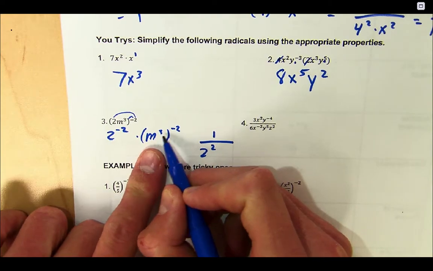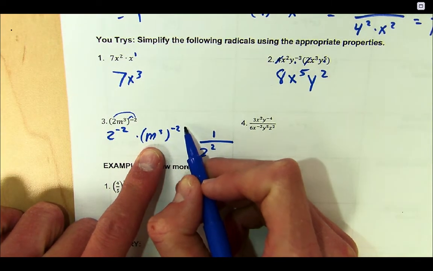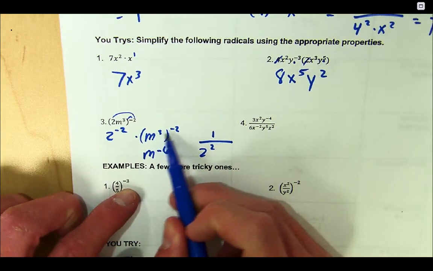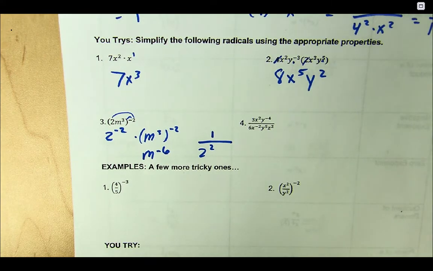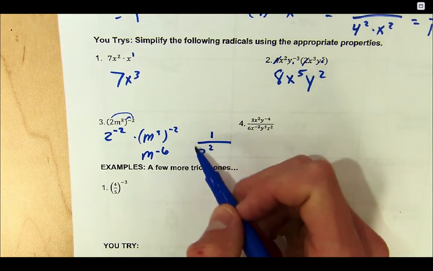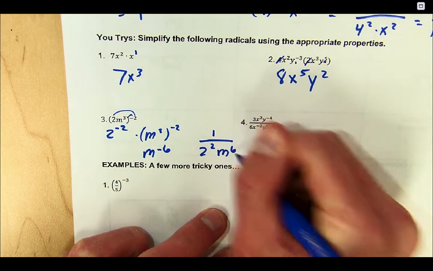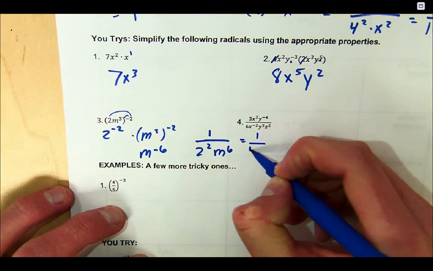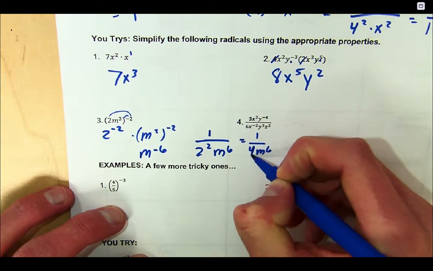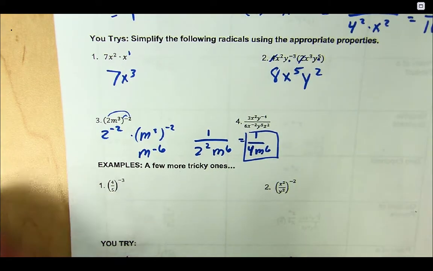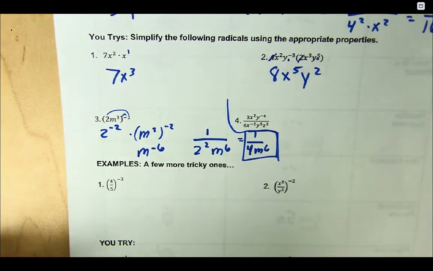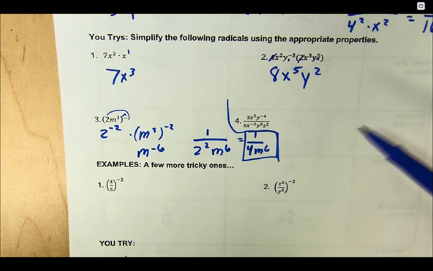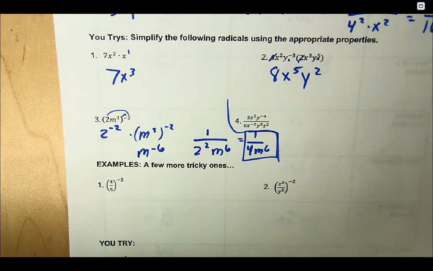What this would become, this is power to a power. So m cubed to the negative 2 becomes m to the negative 6. Power to power, you multiply those. So m to the negative 6 moved to the denominator is m to the positive 6. And 2 squared is 4. So this should get you 1 over 4 m to the positive 6. And you need to make sure when you simplify these, you do not end with any negative exponents. You can only have positive exponents.